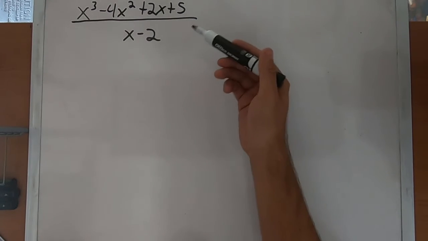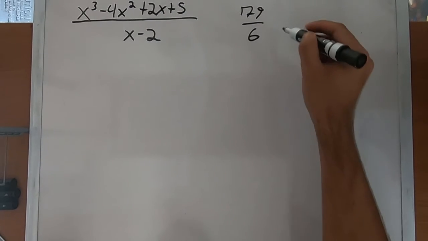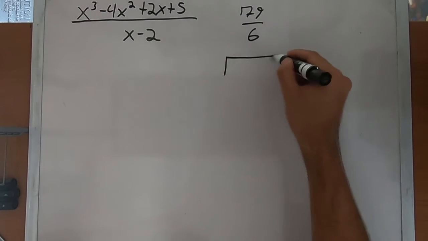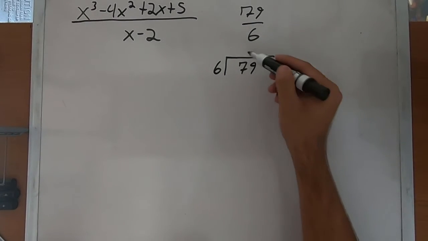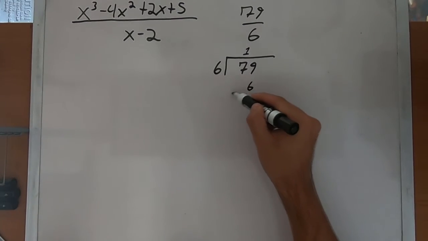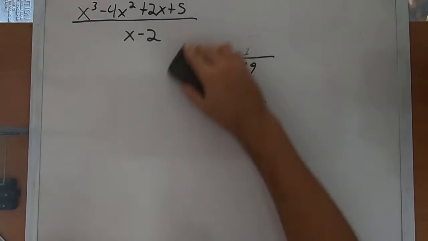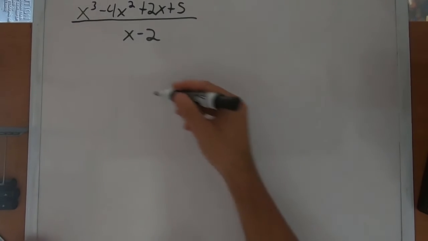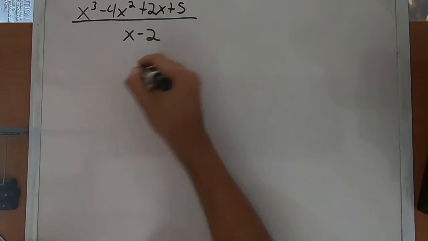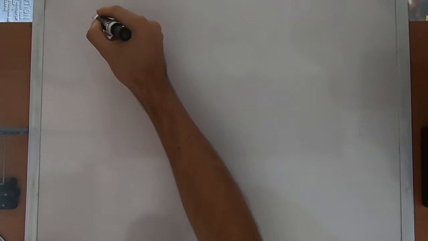So just like if you were given a number, some random number like 79 over 6, and you were to divide it, you would write out 79 and 6, and you would say 6 goes into 7 once, and then go on from there. So it's going to be the same thing with polynomials. So rewrite it as, might as well take up the whole board. It's going to take up a lot of space.